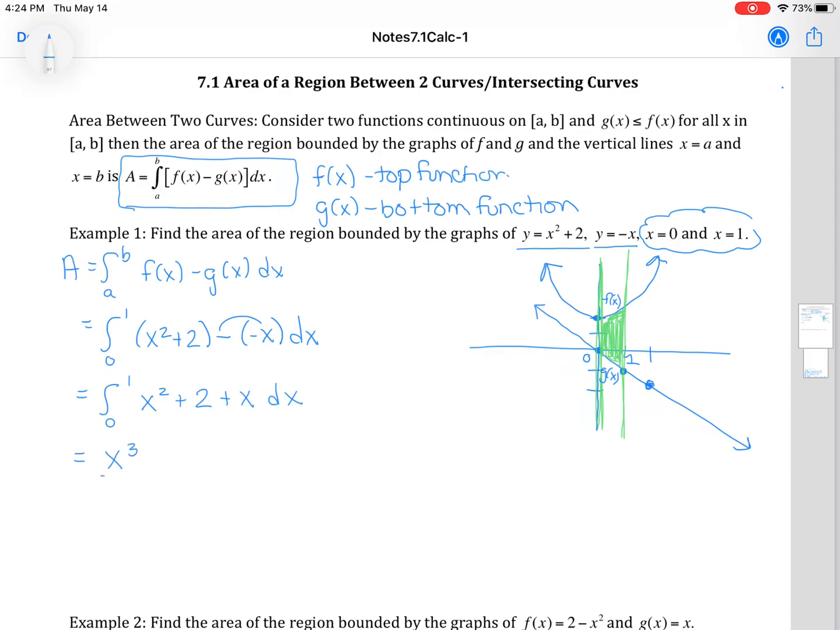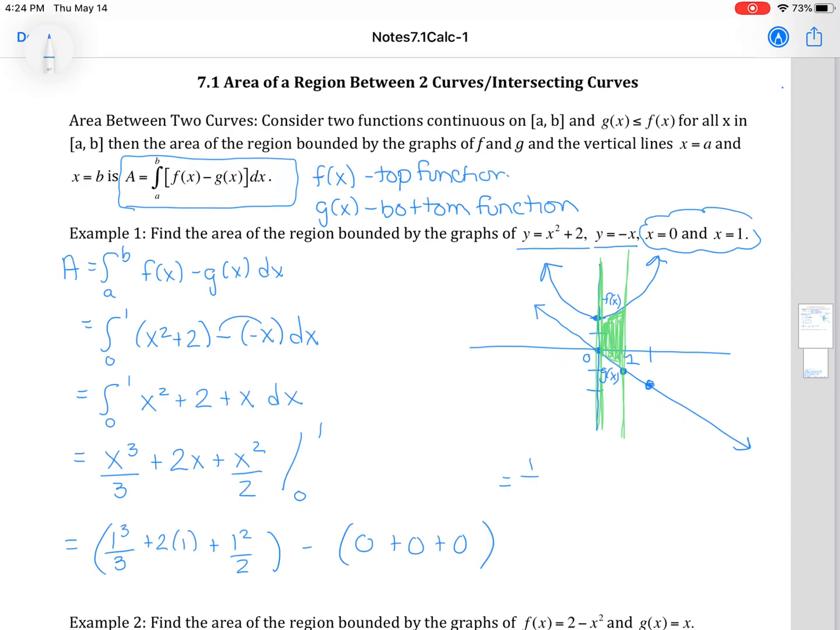At this point, now we can actually integrate. So we get x to the third over 3 plus 2x plus x squared over 2. And we are evaluating that from 0 to 1. So we make two parentheses, one for the 1 and one for the 0. When we sub in the 1, everywhere there's an x, you're going to put a 1 in. And for 0, first term 0, second term 0, third term 0. So that whole part is just going to go away. So if we keep simplifying, 1 to the third over 3 is 1/3. 2 and 1 make 2. 1 squared over 2 is 1/2.